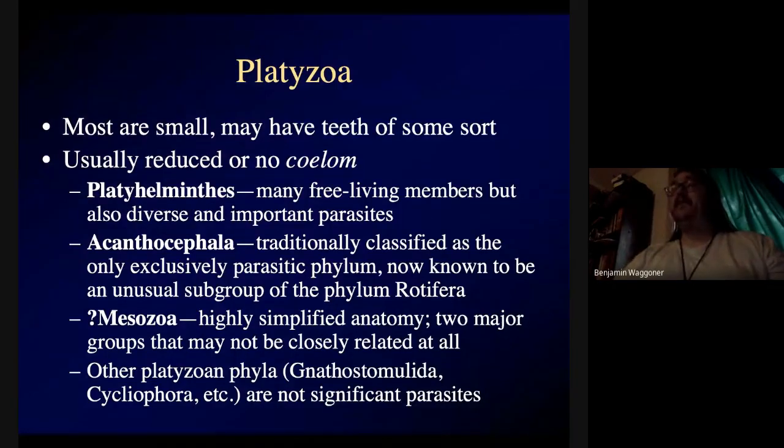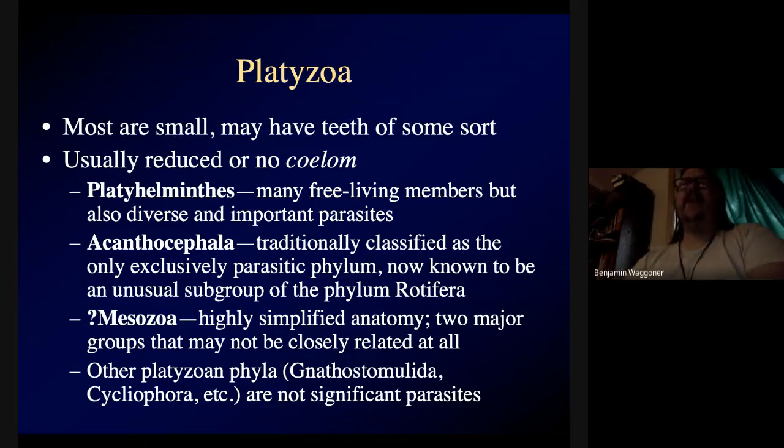Platyzoa, most of these guys are small. The parasitic members can get quite large, but most of the free-living platyzoans aren't very big. Many, but not all, have teeth of some sort. And usually there's a reduced coelom or no coelom.